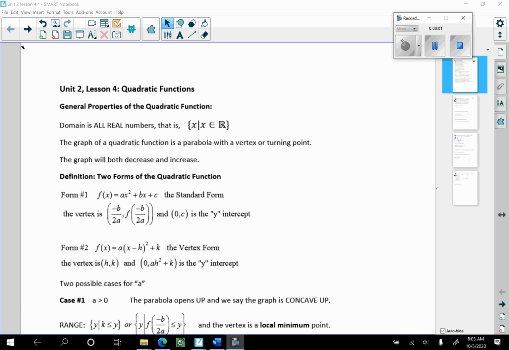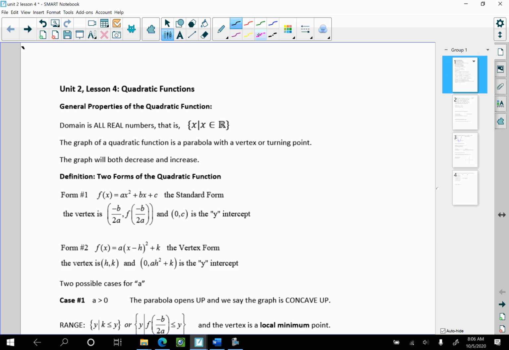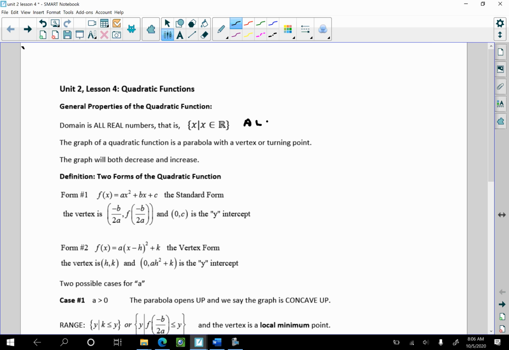Good morning. Today we're going to talk about Unit 2, Lesson 4, Quadratic Functions. The general properties of the quadratic functions: the domain is all real numbers. That is, x such that x is an element of all real numbers. If one were to ask you for the domain, you could just say all reals. For any quadratic function, the domain is all real numbers.